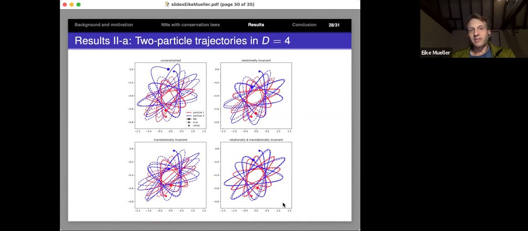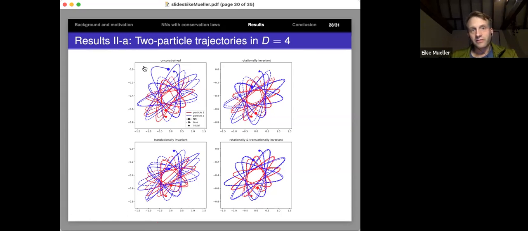Okay, so here are some results. I simulated this system in 4 dimensions, and these are just projections. The two particles are shown in blue and red, and the true trajectories are shown as these dashed lines, and the predicted ones are shown as solid lines.